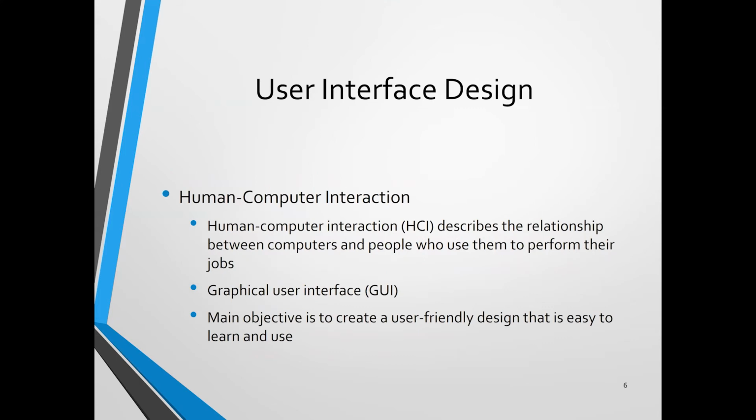So, human computer interaction is a science, a discipline, a subdiscipline in computer science as well: human computer interaction, or HCI. This science describes the relationship between computers and the users, or people who use that system, or people who use computers to perform their task or their job. Normally the HCI can be conveyed between users and the computer through the GUI, graphical user interface.